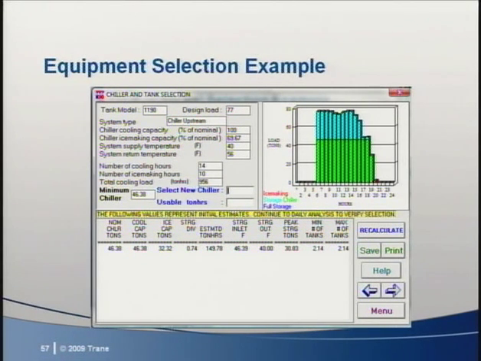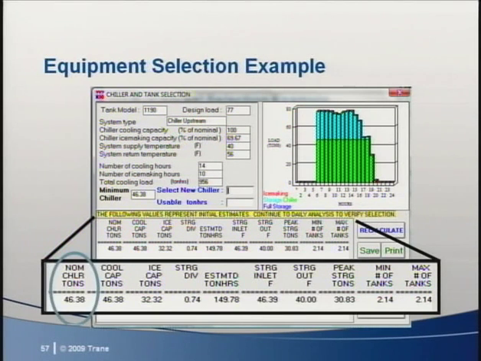With the criteria we input, the initial selection requires a nominal 46-ton ice chiller that provides 32 tons of capacity at ice making and 3 ice tanks. So Paul, what is this initial selection giving us? This is the smallest energy storage system that can meet the load on the design day. This system leaves very little room for error in loads or operation on a design day, and it really leaves very little room for growth.